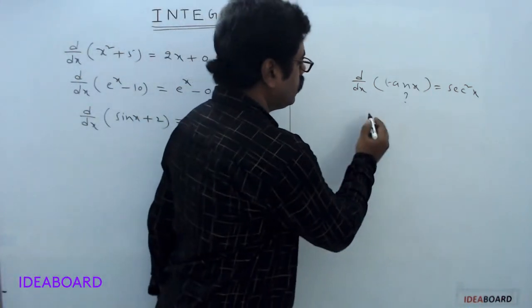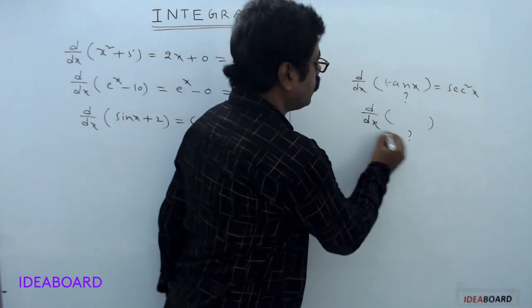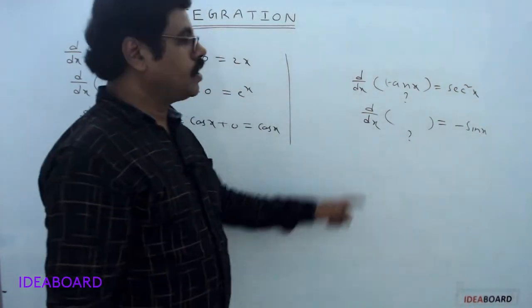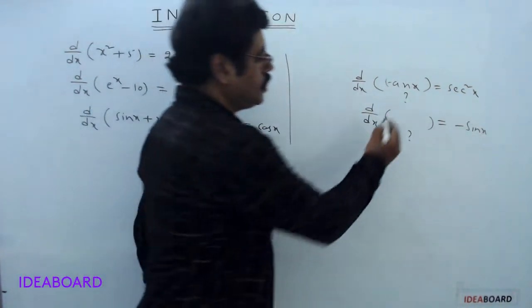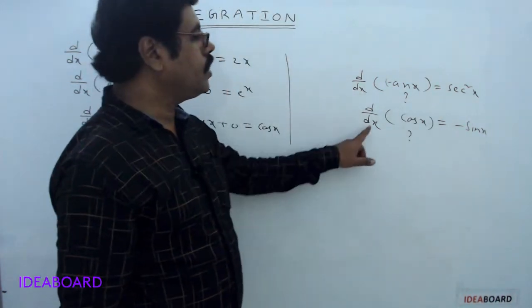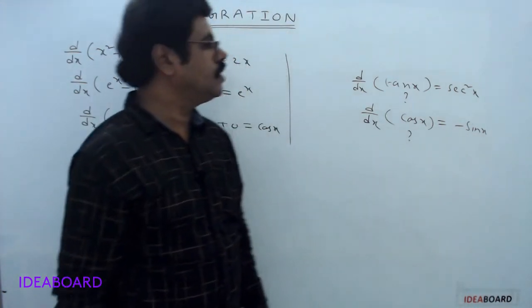Now one more. What is the function whose derivative is minus sin x? Can you guess the function? Yes. The required function is cos x. Derivative of cos x is minus sin x.